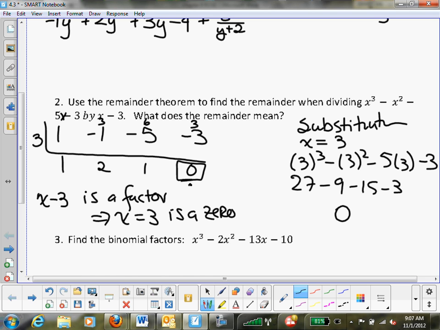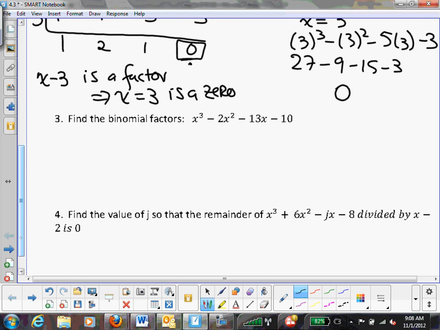It's kind of interesting. So when they're asking you to use the remainder theorem, they are asking you to just substitute. Okay? And if you get 0, then you know that x minus 3 is a factor. If you don't get 0, then x minus 3 would not be a factor. In this case, we know that it is a factor. Okay? Does that make sense?